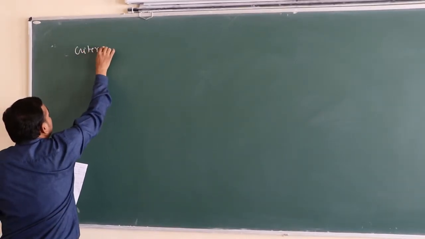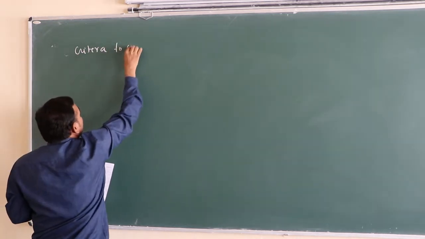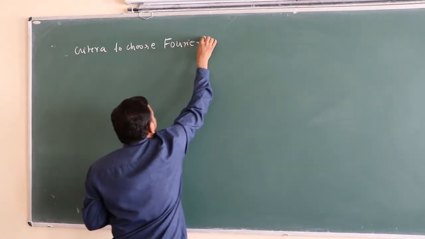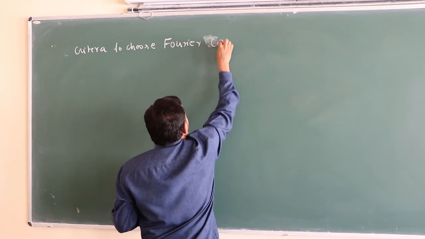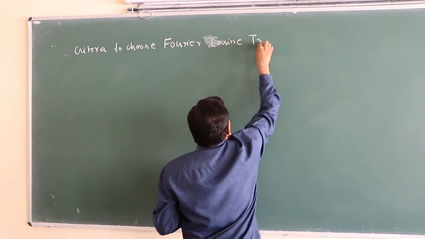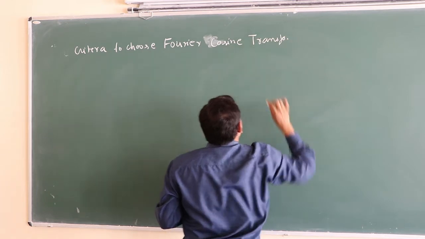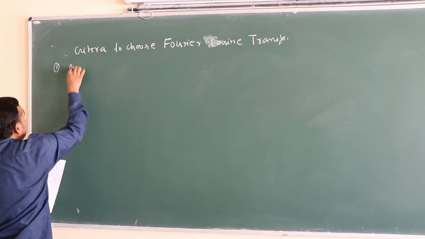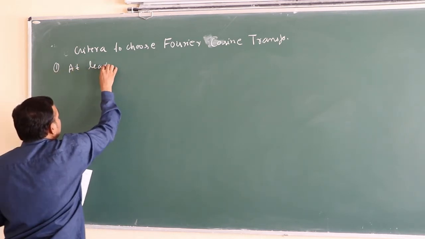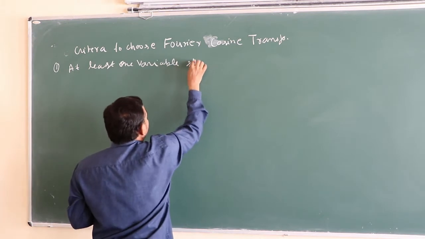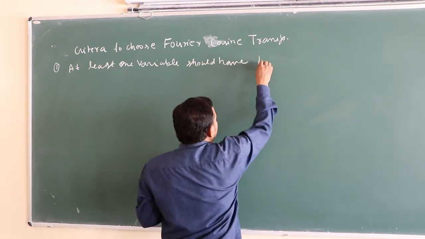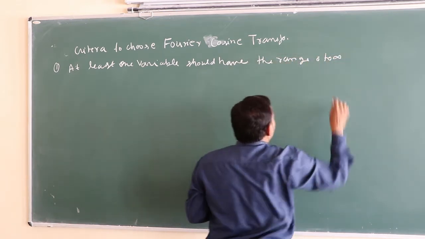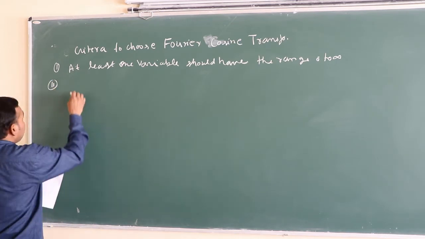Criteria to choose Fourier cosine transform. One is that at least one variable should have the range 0 to infinity.